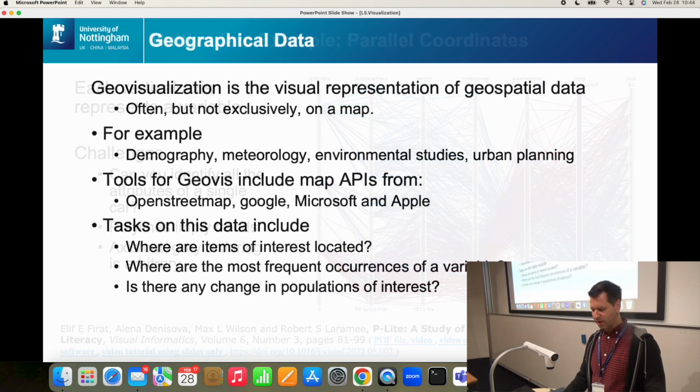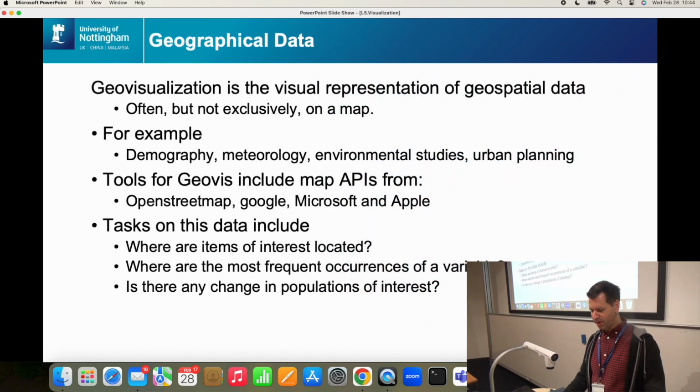And we saw some examples of geospatial visualization already. Data that's usually represented on a map, right? Population health is often represented on a map. Meteorology is often represented on a map. Political data is often represented on a map, right? And there are lots of geospatial tools. Everybody here uses Google Maps, right?